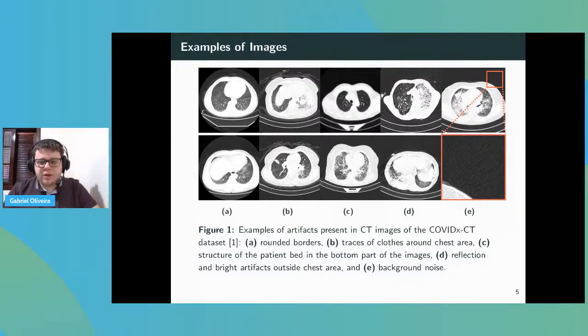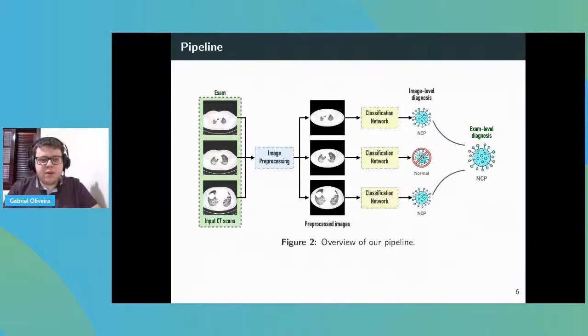So the model needs to see the chest area of the patient and not focus on the background or some aspects in the image background. So with that, we make our methodology to make the classification considering these different kinds of imaging and aspects of the image. So this is the pipeline of our methodology from the exam level, the exam of a patient.